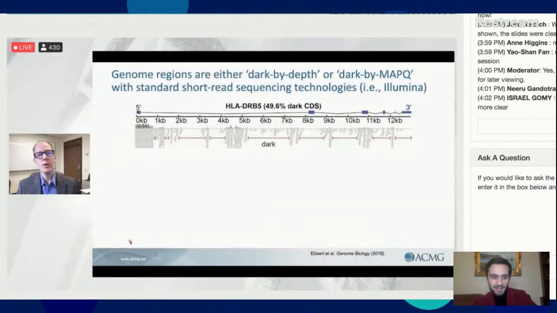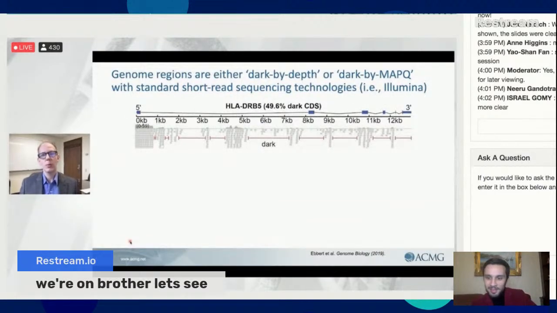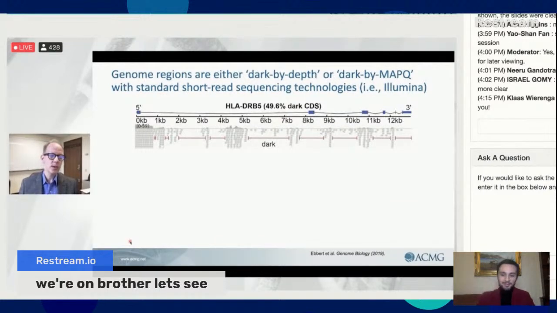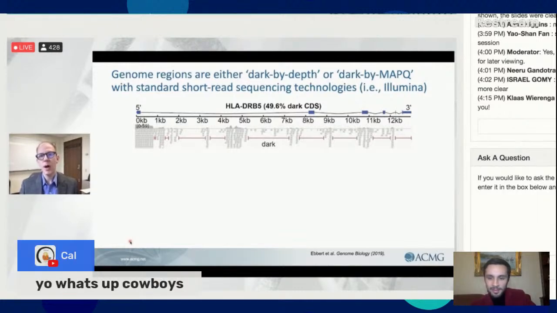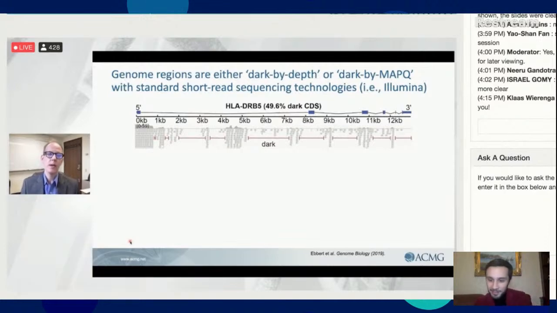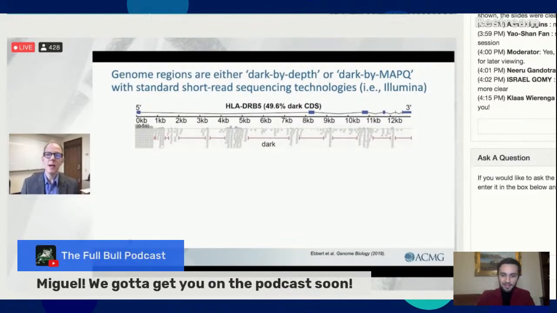So for years, we've known that there are certain regions of the genome that we might call dark. But in our research, as we started exploring certain genes, we started to bump into some really important genes that were dark or overlooked, and realized that this is a bigger problem than anyone had given credit for. There are two basic types of darkness that I want to introduce. The first is what we call dark by depth, and the second is dark by mapping quality.